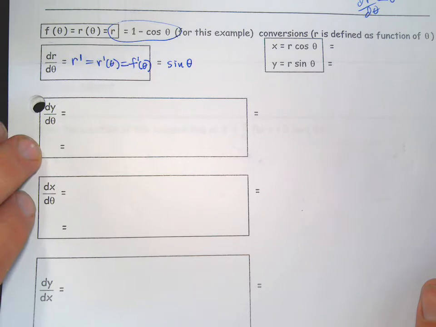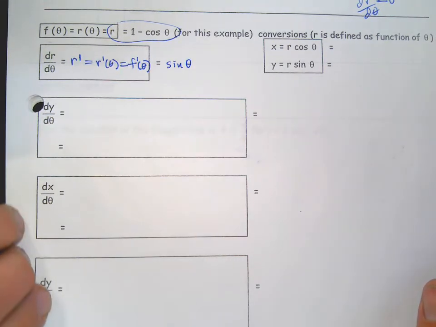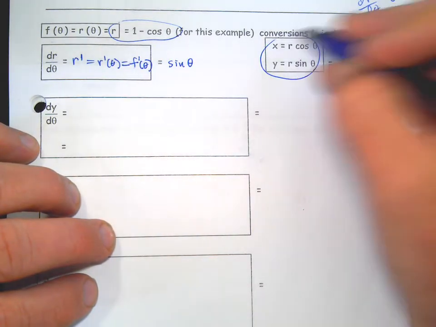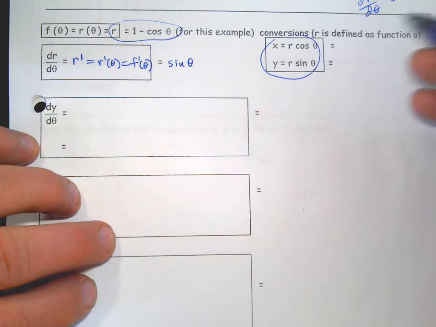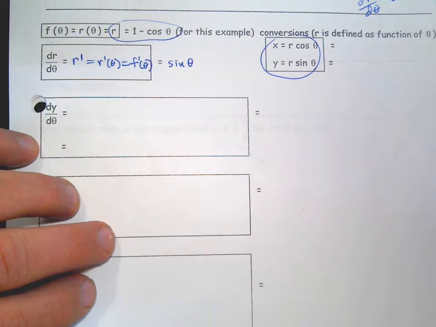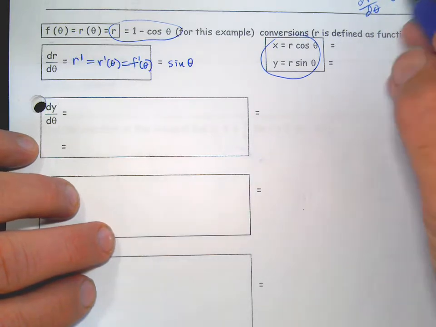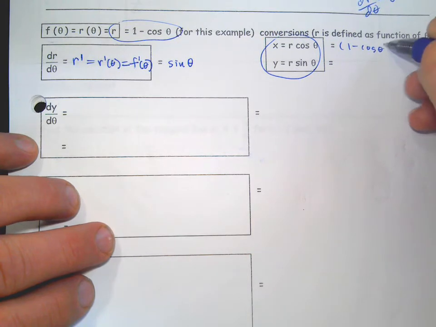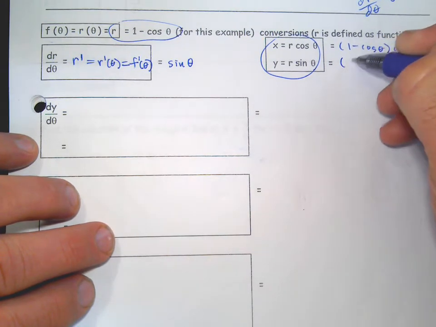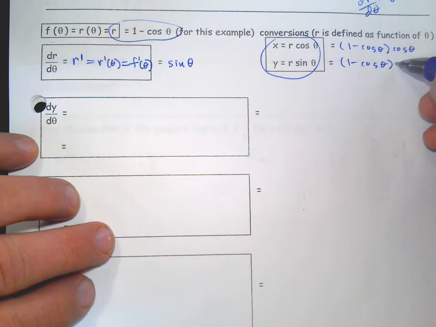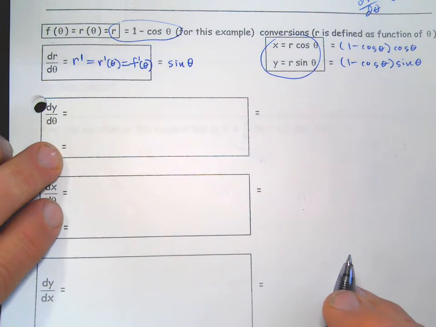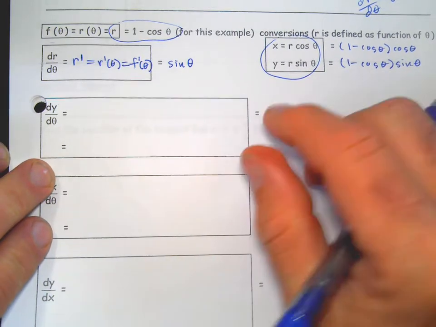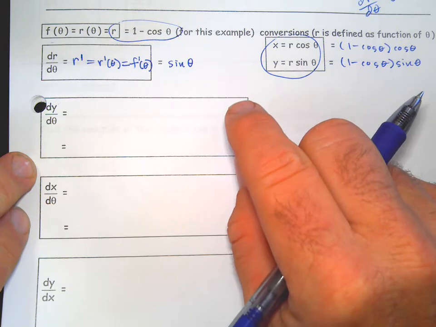Now, trying to figure out dy d theta and dx d theta and dy dx, that's a little more challenging. Okay. Now, it's going to start with x equals r cosine theta and y equals r sine theta. These are the relationships between rectangular or Cartesian coordinates and polar coordinates. For this specific example, you would just plug in the equation for r. And so you could plug that in for r, and now you have equations for x and y in terms of theta. So now you could find dy d theta. You can take the derivative of x with respect to theta and the derivative of y with respect to theta, just using basic derivative rules. Now in the book, they're going to take this approach.